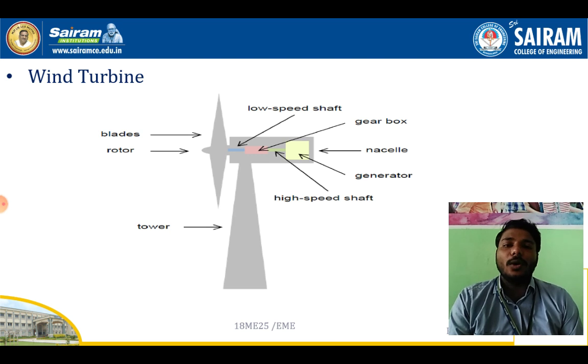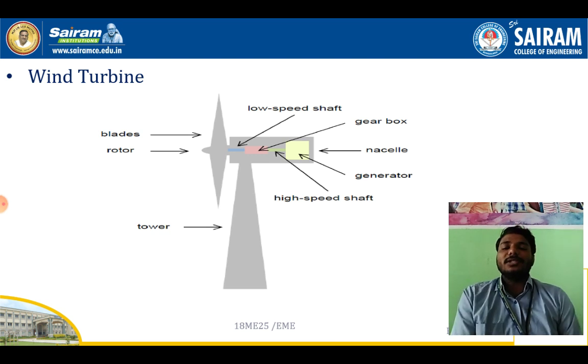So in order to avoid that variation or fluctuation, and to generate constant electricity, we are going to use a low speed shaft and a high speed shaft. That is the major purpose of using the gearbox in wind turbines: to maintain a constant speed. Whenever the speed of the wind reduces, automatically the shaft also starts rotating slowly. So to maintain the constant speed and avoid the fluctuation, we use a gearbox.